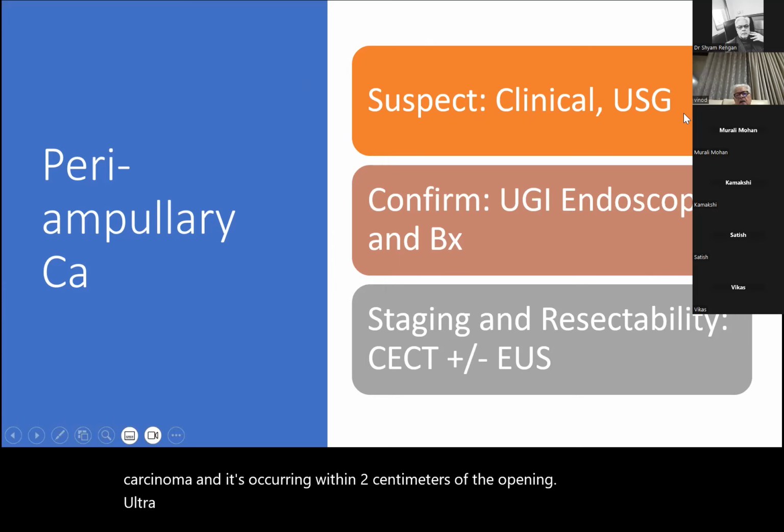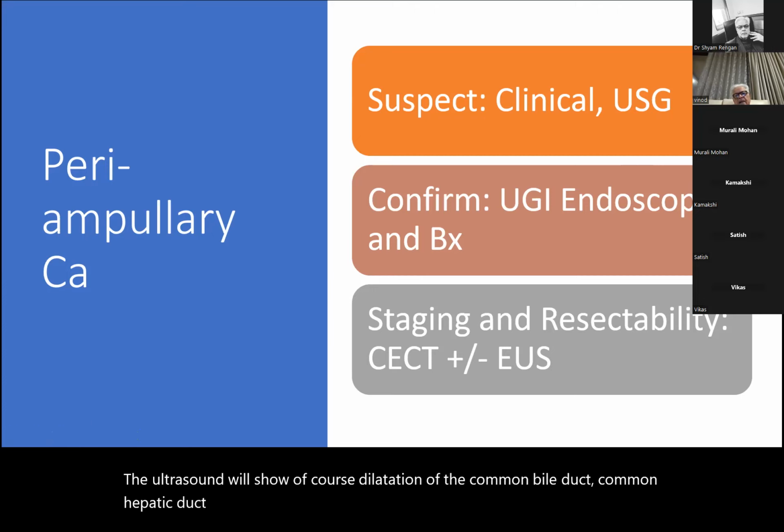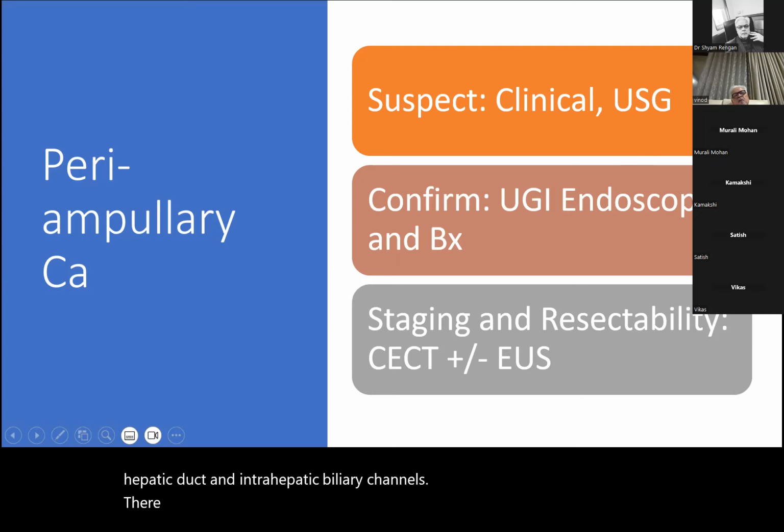Ultrasound, how is the ultrasound of this condition different from the carcinoma head of the pancreas? The ultrasound will show, of course, dilatation of the common bile duct, common hepatic duct, and intrahepatic biliary channels. There will be no mass or very indistinct impression of a small lesion in the head of the pancreas.